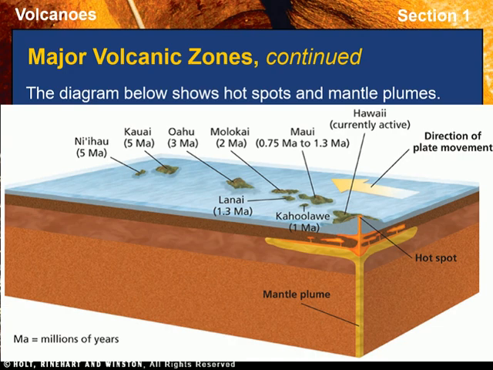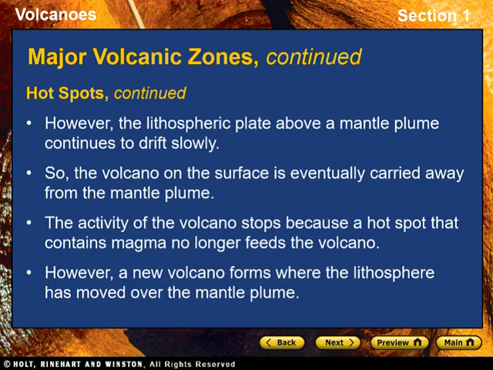Volcanoes can form in the interior of a tectonic plate, as is shown on the screen here. Mantle plumes appear to remain nearly stationary. However, the lithospheric plate above the mantle plume continues to drift slowly. So, the volcano on the surface is eventually carried away from the mantle plume. The activity of the volcano stops because the hot spot that contains magma no longer feeds the volcano. However, a new volcano forms where the lithosphere has moved over the mantle plume.